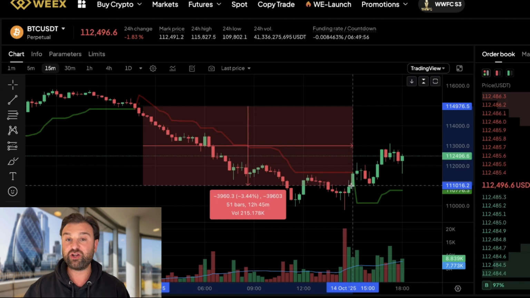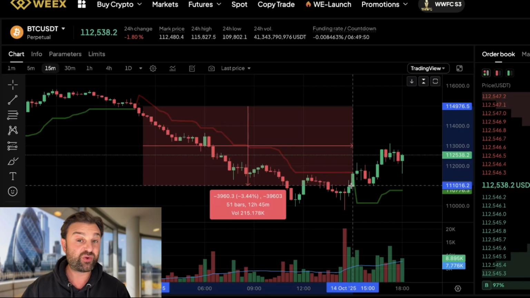Of course, if you're trading on a platform like this or any of the futures trading platforms I recommend, you can utilize some leverage. So if you were 10x leverage, that would be a 35% gain. Pretty cool, right? Let's go back a little bit further to see another example.